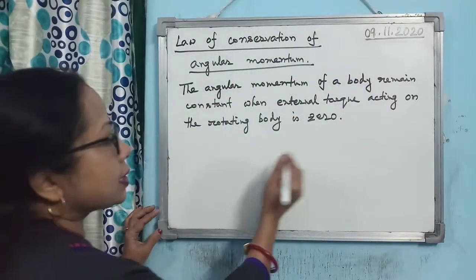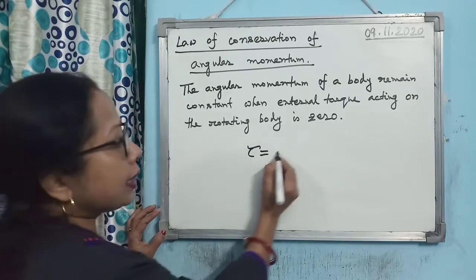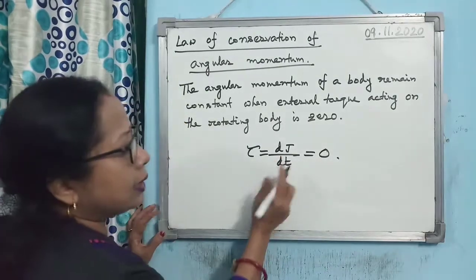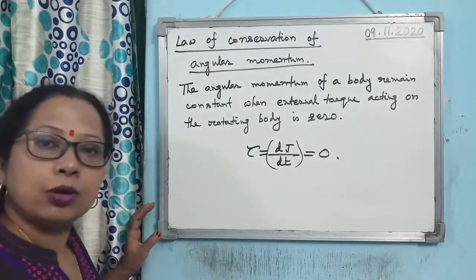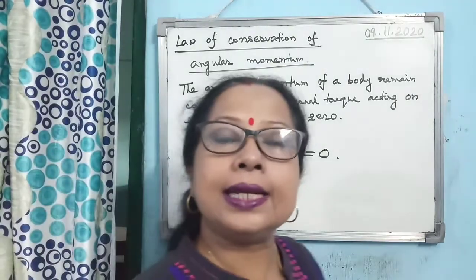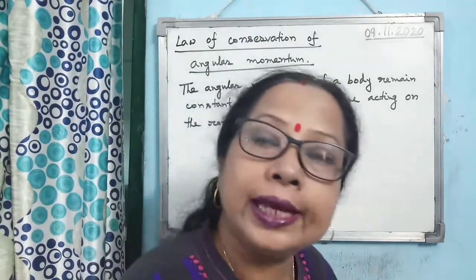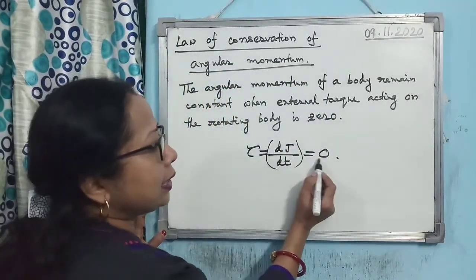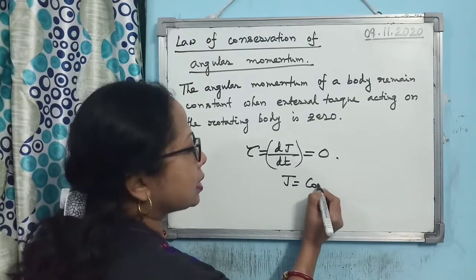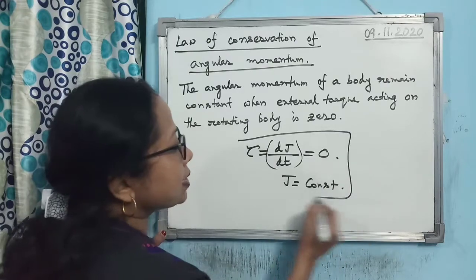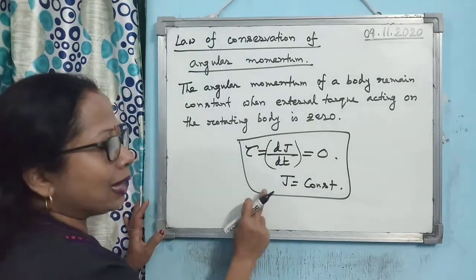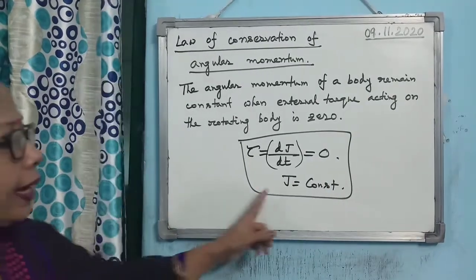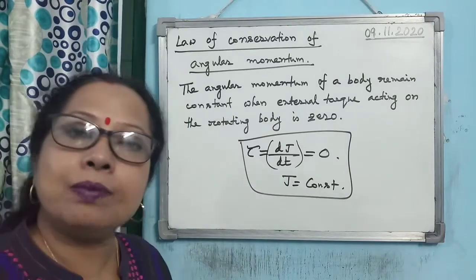We can get this from the relation we know, that torque is given by the rate of change of angular momentum. Torque 0 means the rate of change of angular momentum is 0. When there is no change in the angular momentum, angular momentum is constant. Remember that when dJ dt is 0, it means that J is equal to constant. This is the mathematical meaning of this sentence: when the torque acting on a rotating body is 0, the angular momentum of the body remains constant.